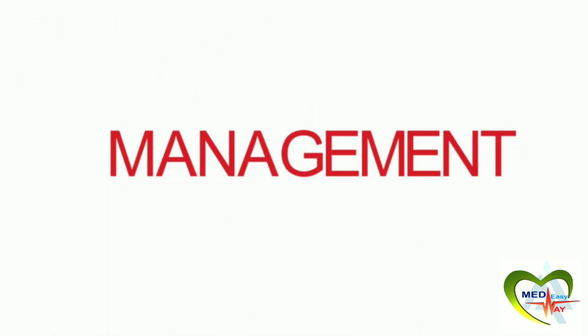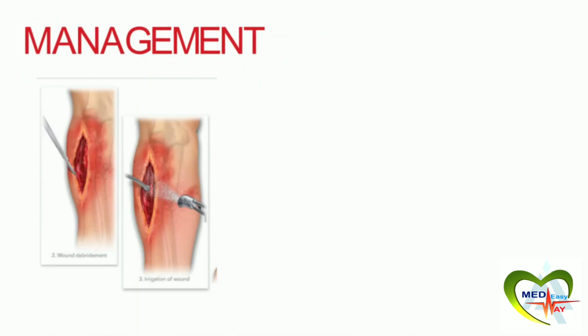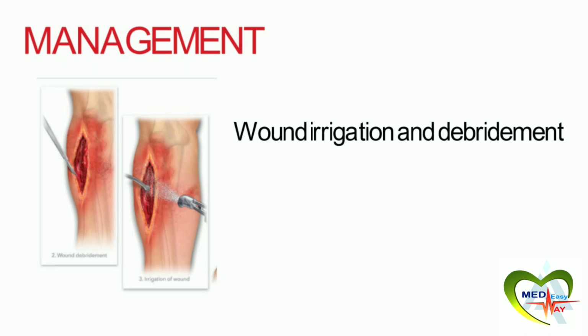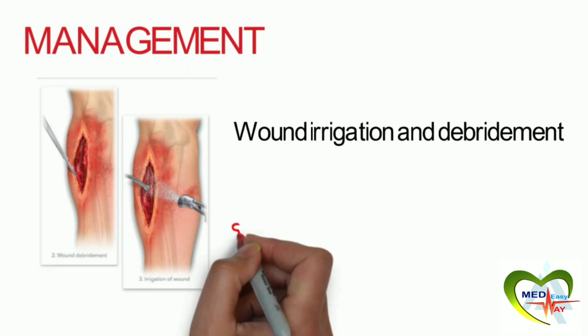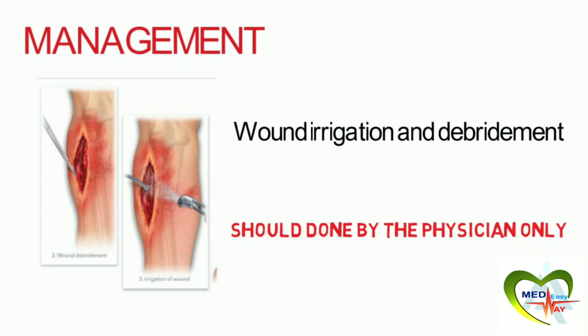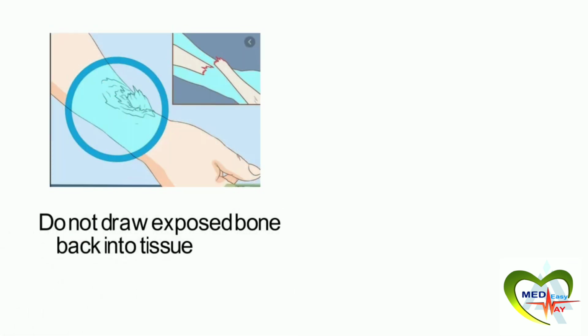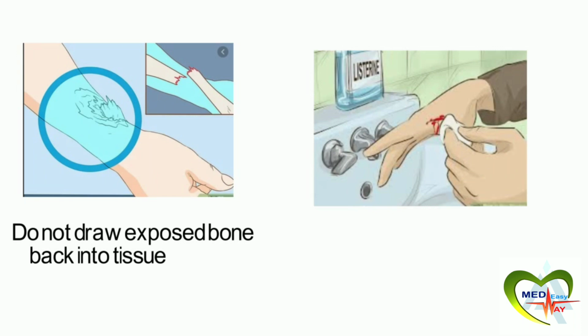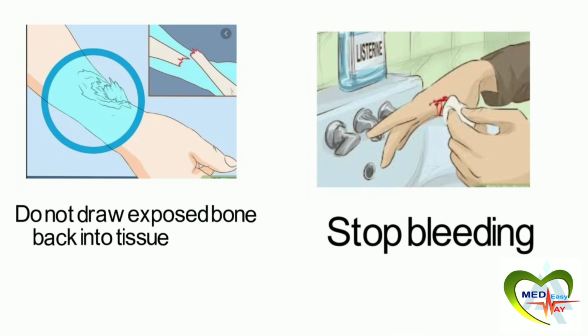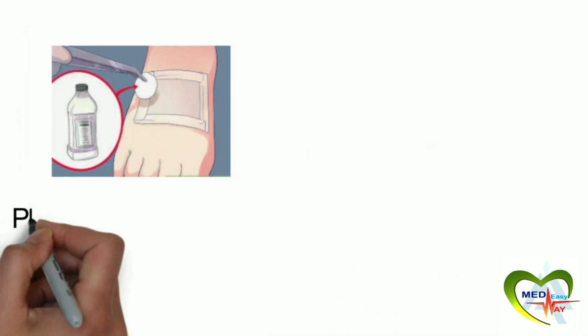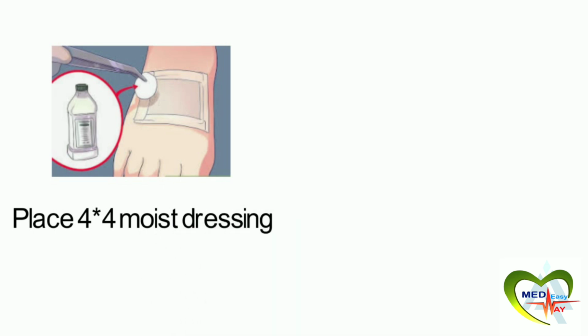Next is management. Wound irrigation and debridement should be done to make it easier to visualize the wound as well as to help remove debris from the deeper part of the wound. But it should be done by the physician only. Do not draw exposed bone back into the tissue. Stop bleeding by applying a moist clean cloth, a 4 by 4 dressing over the bone.